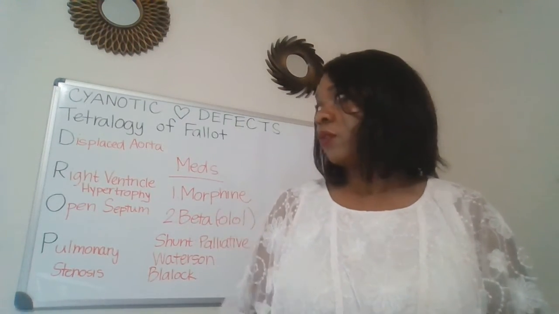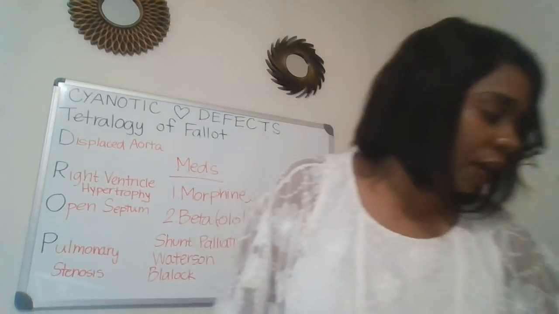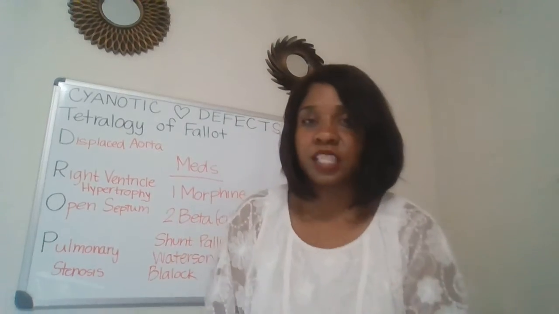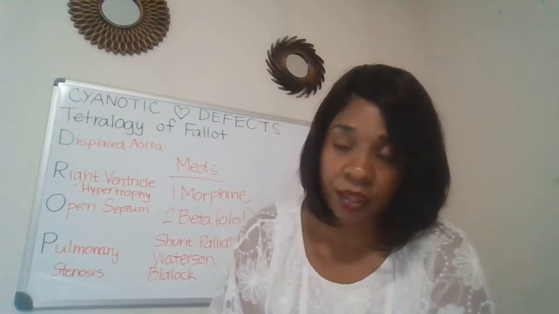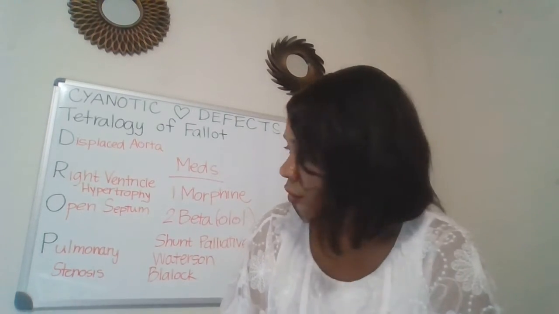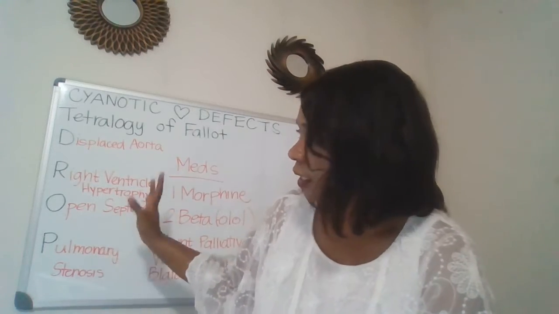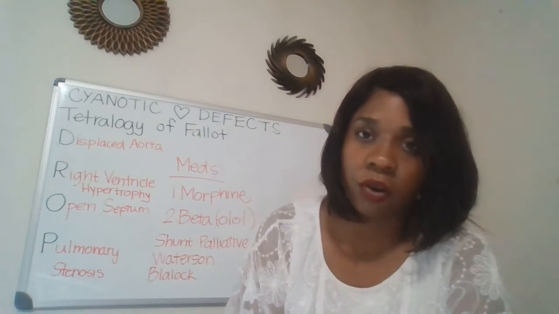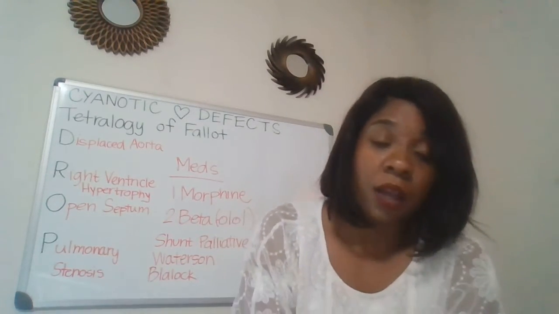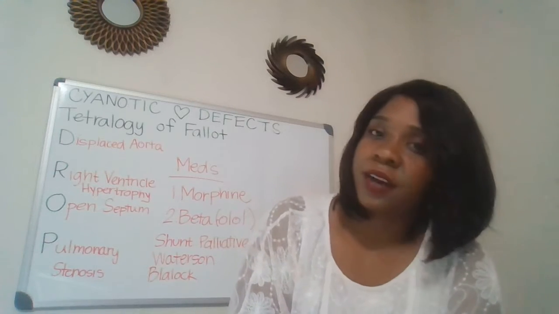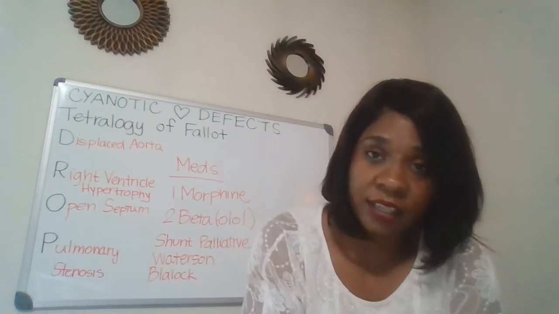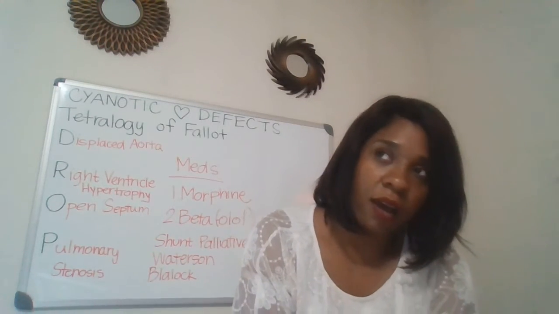Just to review real quick, tetralogy of Fallot is a condition where you have what is known as a displaced aorta due to that open septum. You have right ventricular hypertrophy due to that pulmonary stenosis, and all the blood from the left ventricle enters into the right ventricle, causing all these problems. What the child is at risk for is tet spells. Tet spells are severe cyanosis that can lead to brain death and ultimately death for the child.